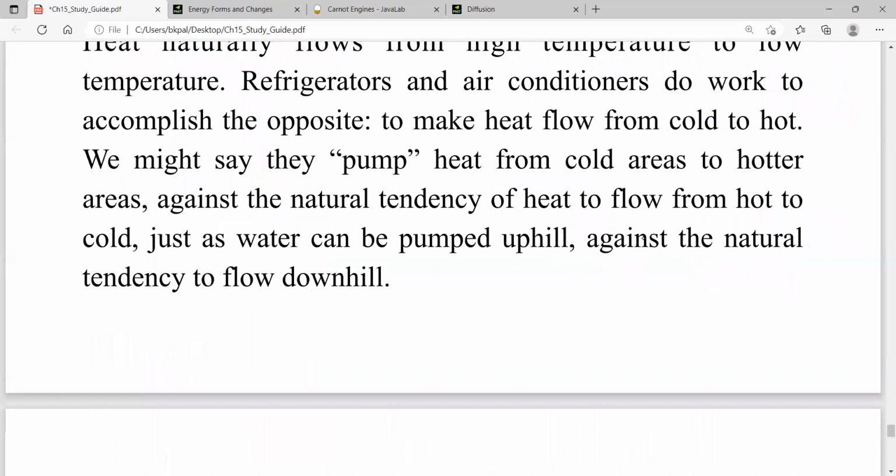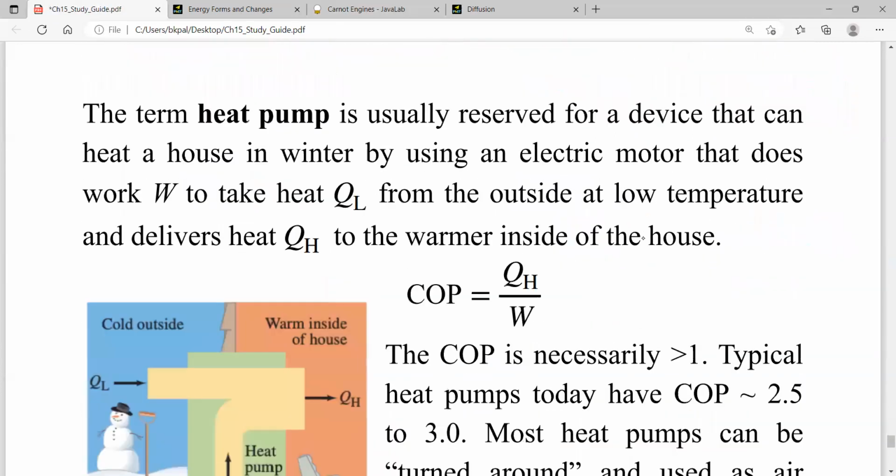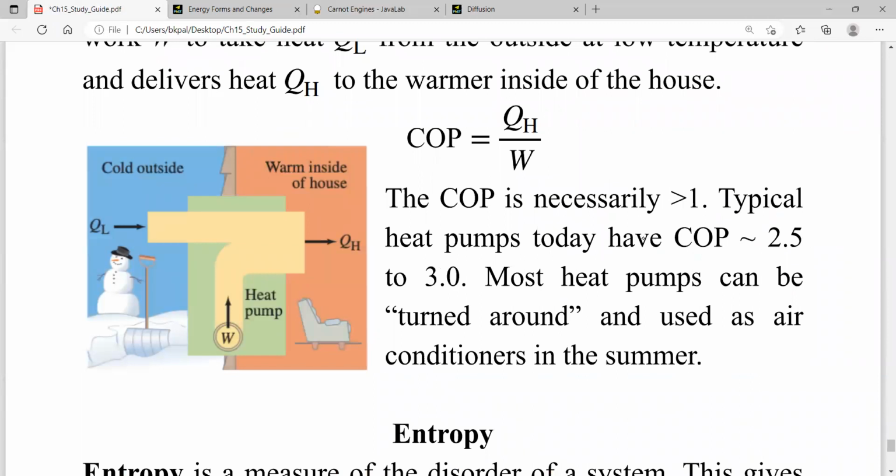But the heat pump is a little bit different. Heat pump, we normally use to make the interior warmer, right? So the heat flows in this direction, from QL to QH, because of this work done. In this case the output is QH. We want our home interior, inside the home, warmer. So the heat pump basically pumps the heat from the outside to the inside. So COP is different. In this case it is QH over QH minus QL.